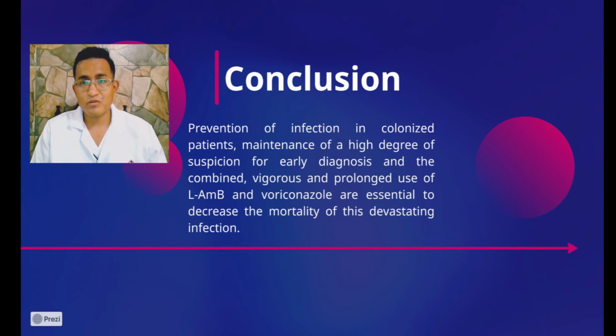Conclusion: prevention of infection in colonized patients, maintenance of a high degree of suspicion for early diagnosis, and the combined vigorous and prolonged use of lipid amphotericin B and voriconazole are essential to decrease the mortality of this devastating infection.